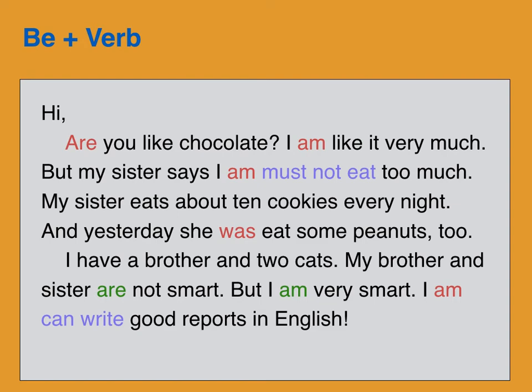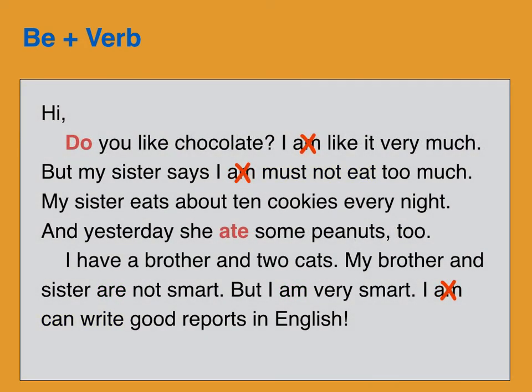Let's see how this should be corrected. This is the good version. Do you like chocolate? Like is a general verb, so it needs a do helping verb. Cut am, change was eat to ate. The past tense of eat is ate. She ate some peanuts. Good. And the final one again, just cut the unneeded verb, am. That's it.